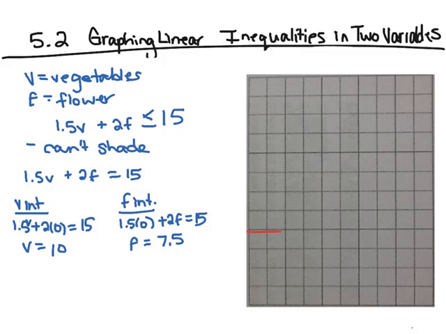When we graph it, it doesn't matter which is your v or your f axis as long as you label them. So I'm going to label v and f. So we know when v is 10, so let's make these go up by 2, 2, 4, 6, 8, 10. We have a point, and at 7.5, so 2, 4, 6, 7.5. So right in here, connect your lines.